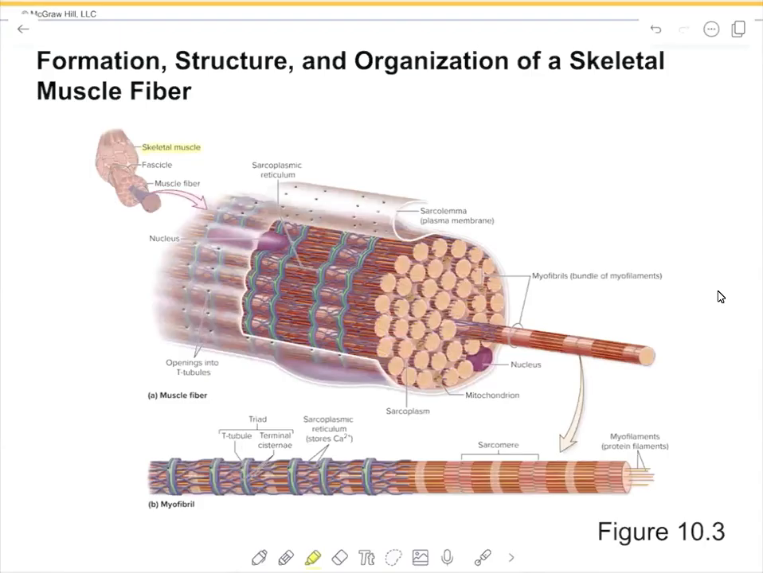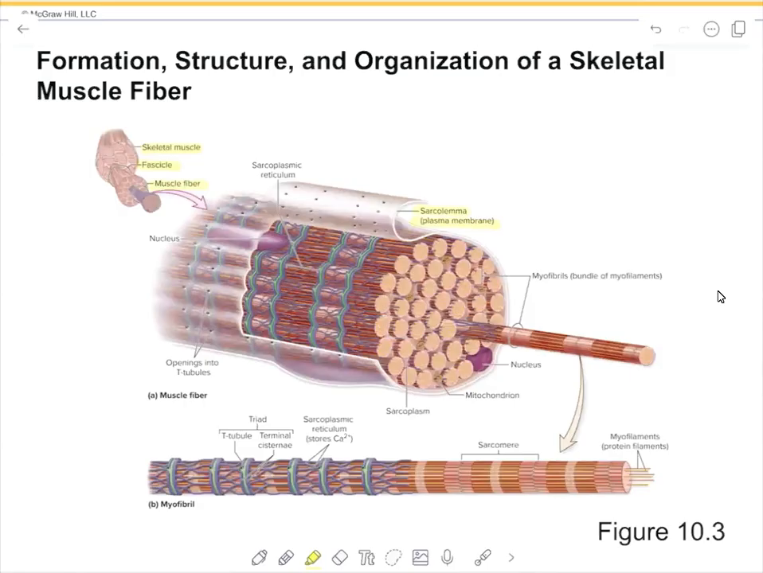When we pull out individual fascicles, those fascicles are surrounded by a perimysium. And then within the fascicle are groups of muscle fibers, which are also the cells, the muscle cell itself. So surrounding each individual muscle fiber is an endomysium, and deep to that is a plasma membrane called a sarcolemma.